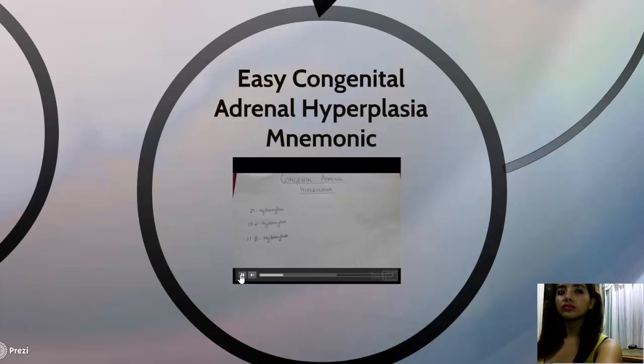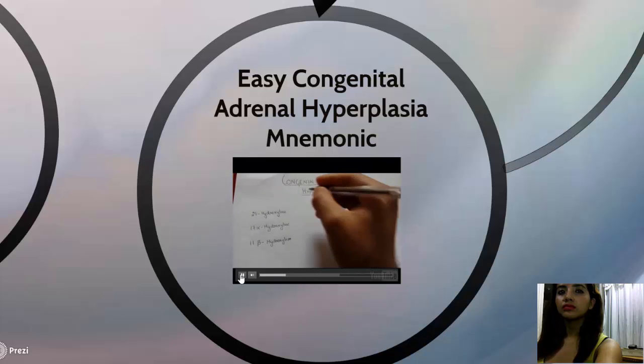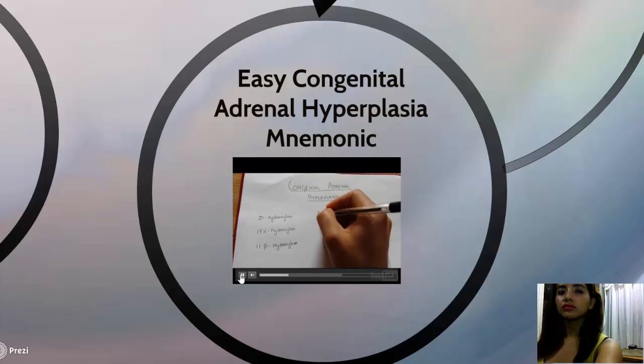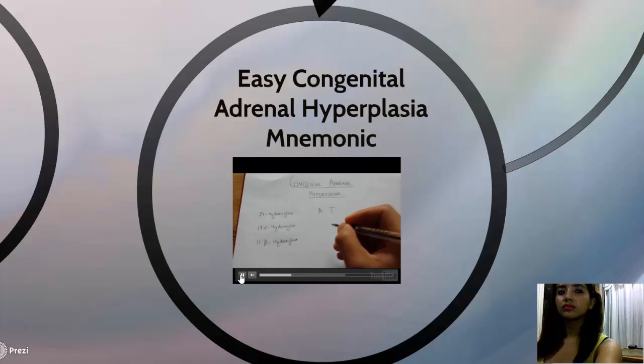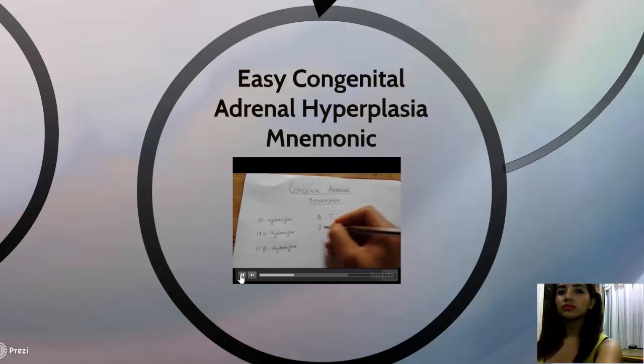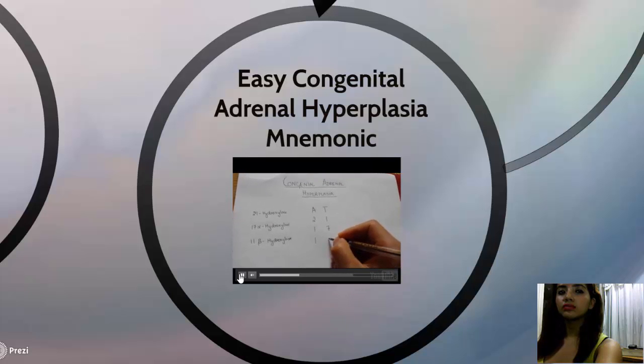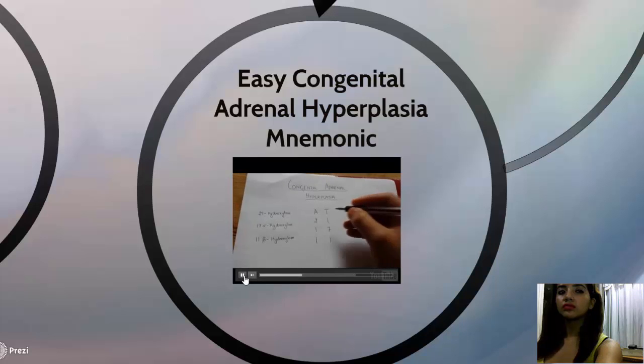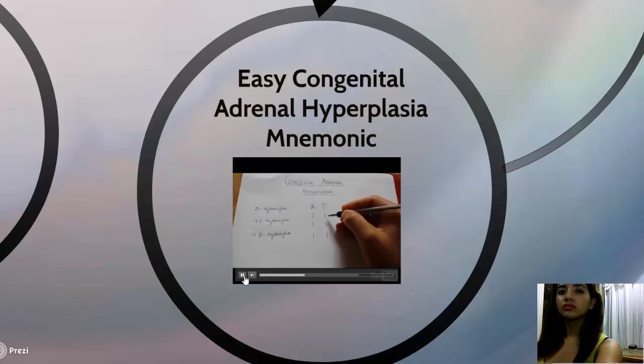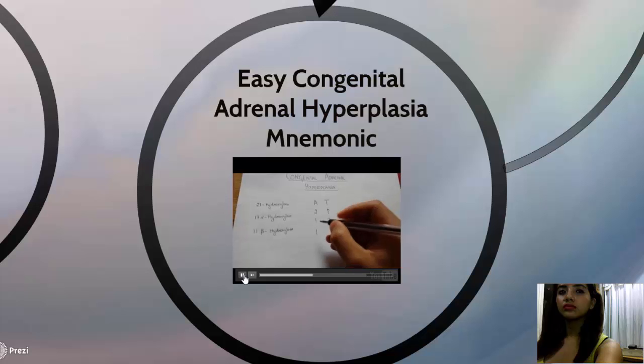So to answer the questions, just remember this: if you write A for aldosterone and T for testosterone, just write down the numbers like 21, 17, and 11. And the trick is that whichever letter has 1 underneath increases. So 21 will have increased testosterone and lower aldosterone. 17 will have higher aldosterone and lower testosterone. And 11 will have both of them high.